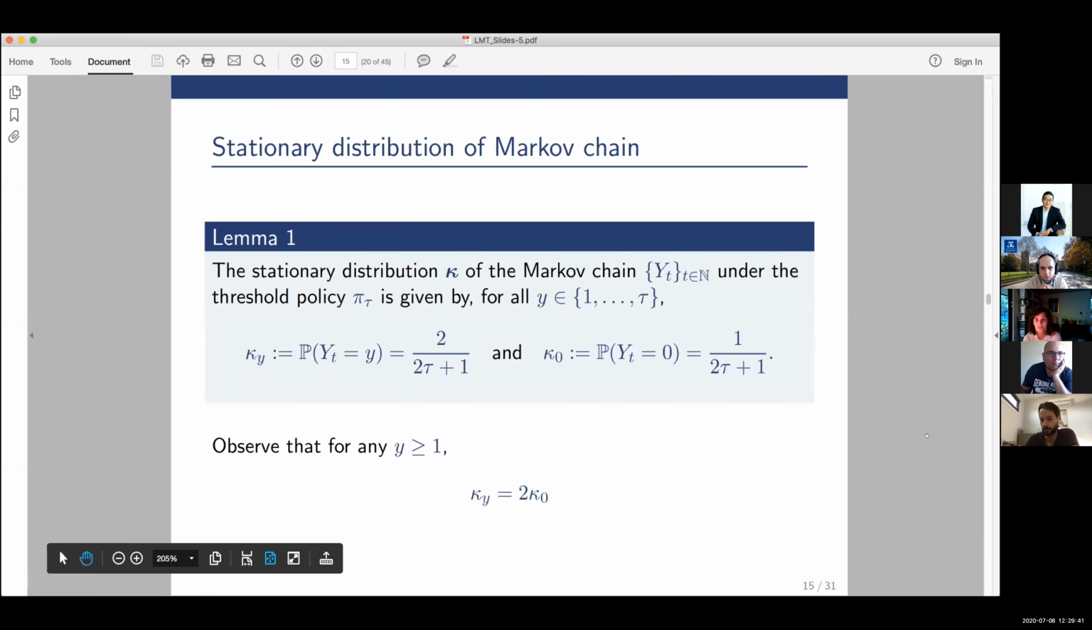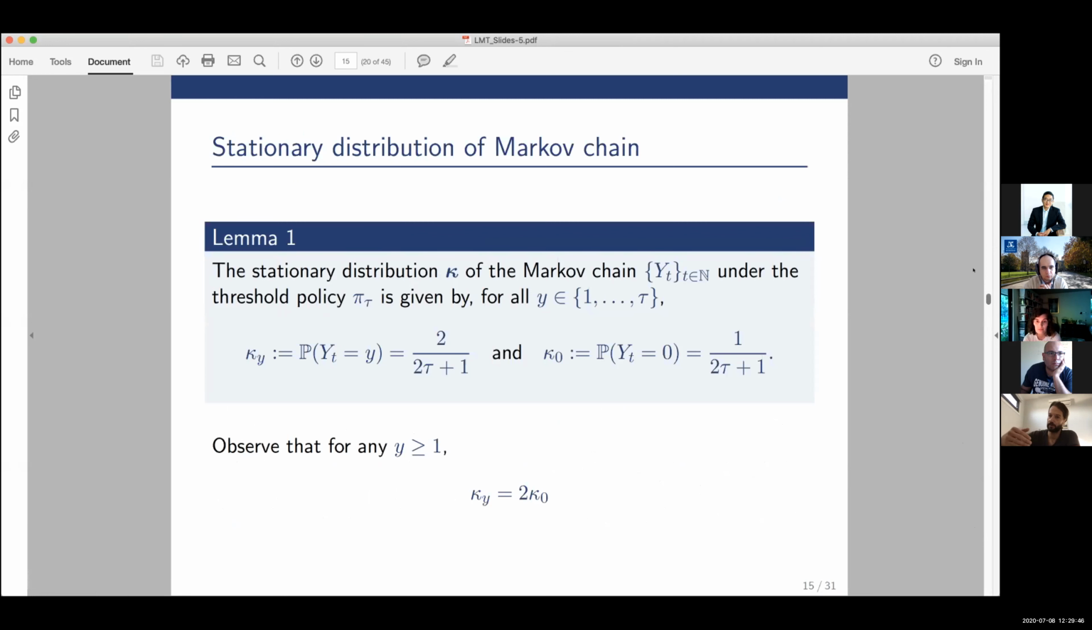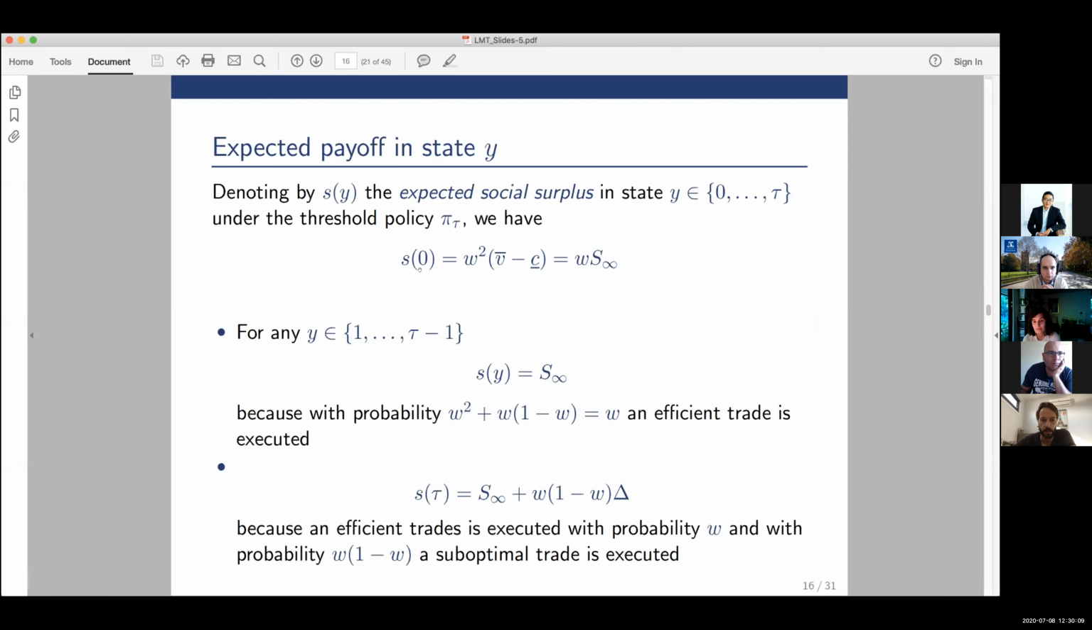Now, why is this useful, or why is it key? So remember, in order to get our measure of market thickness, that T of tau thing, we need to compute S sub tau, the per period expected social surplus, or equivalently per traded pair expected social surplus. And in order to compute that, we need to use the stationary distribution kappa. Okay, so let's first look at the expected payoffs in the different states y from 0 to tau.